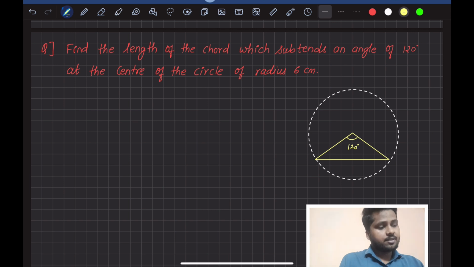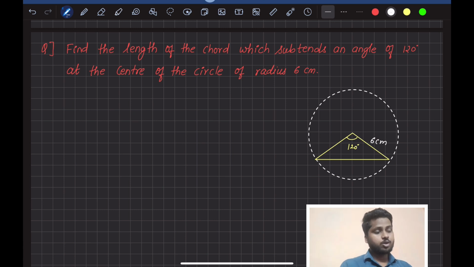Next, it is saying that the radius of the circle is 6 centimeters. So I'll keep 6 centimeter. We have to find out the length of the chord. By the concepts of circle, if I draw a perpendicular from the center to the chord, the concept is it will bisect the chord. Okay, so let us keep this is AB and the center is O.